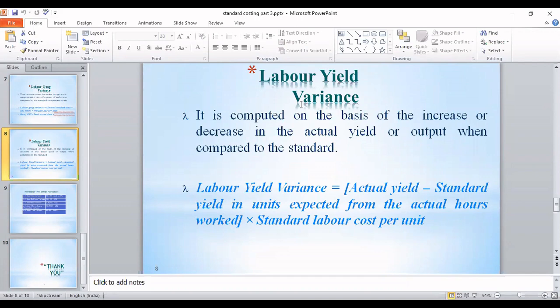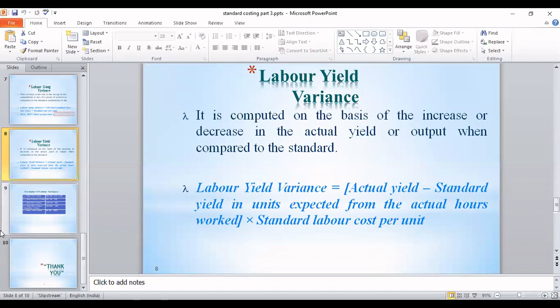Their efficiency may increase or decrease, correct? When you compare standard efficiency with actual efficiency, they may differ. And if variances arise due to such a reason, we call it labor yield variance. Is this clear, beta? Yes, sir.